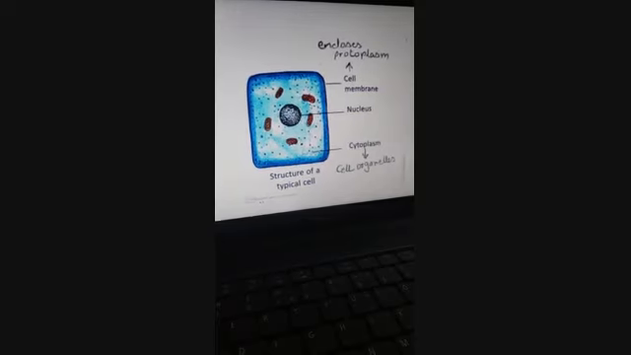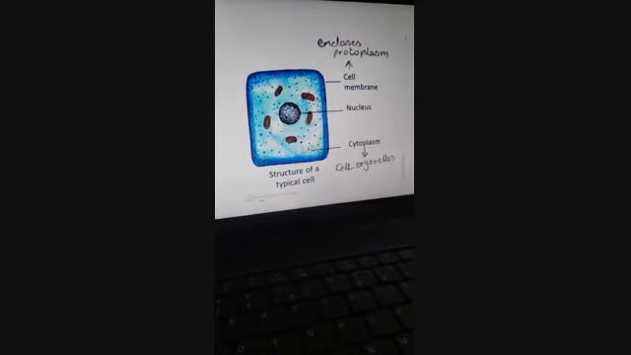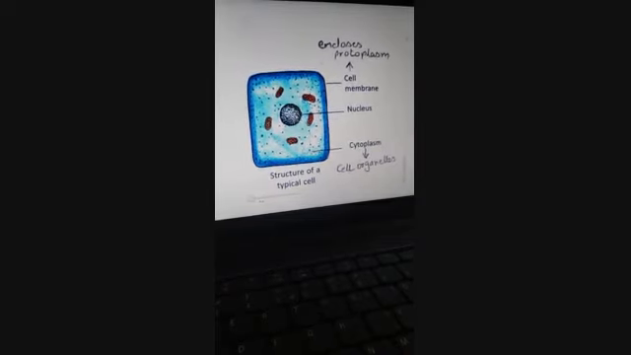We are going to study the parts of a cell in this video. The cell contains a protoplasm which is surrounded by a cell membrane. The protoplasm consists of cytoplasm and the nucleus. The cytoplasm contains the cell organelles.